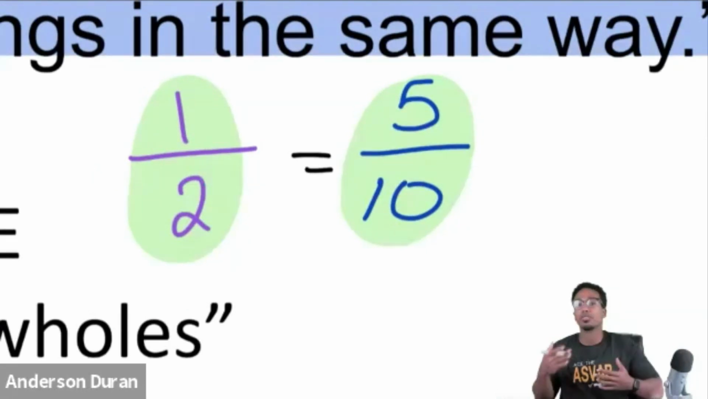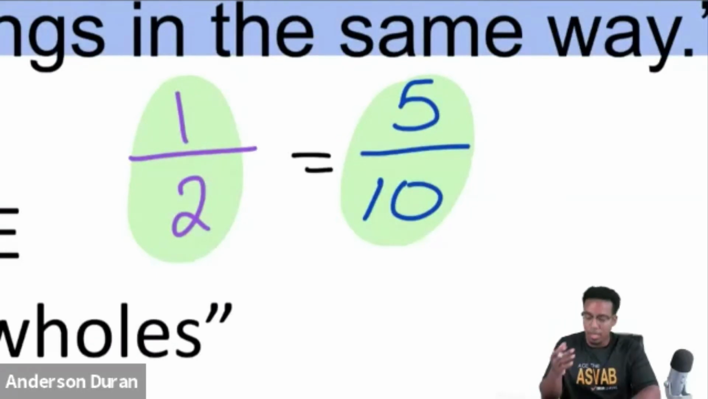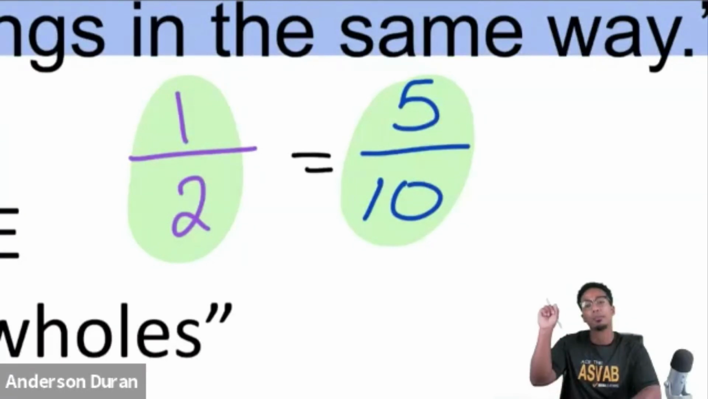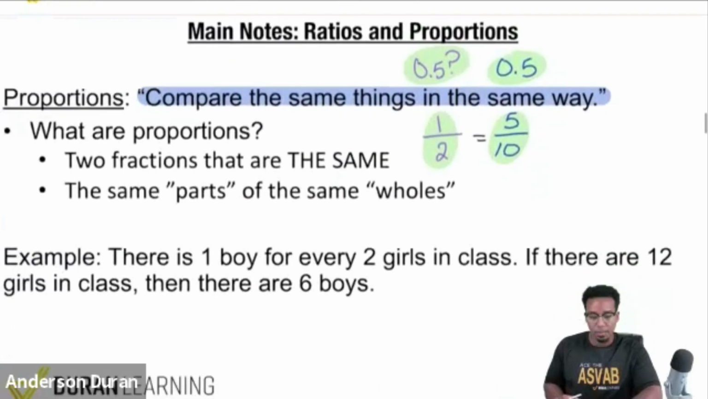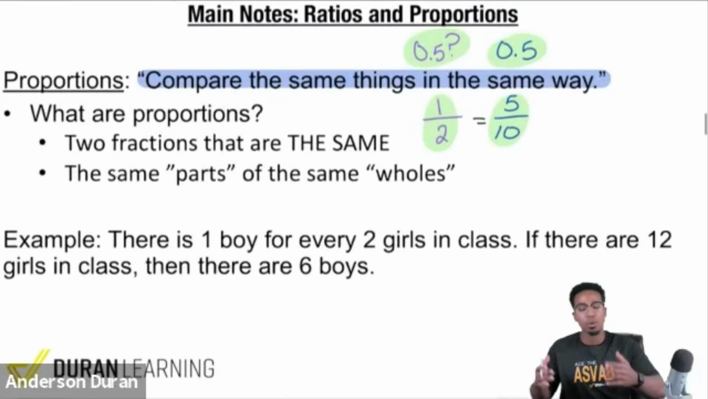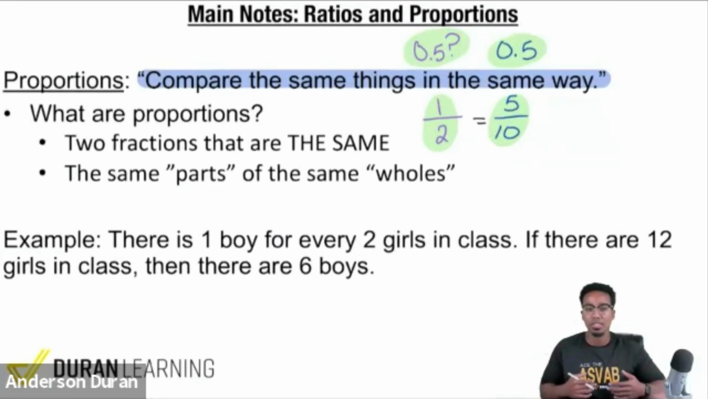It could be a third, could be a quarter, could be a fifth. It could be whatever. But as long as they're being compared in the same way, it is a proportion. It is the same comparison in the same way. So with that said, Andrew, absolutely. You can use 2 out of 4, 3 out of 6, 4 out of 8, 6 out of 12, 7 out of 14, 8 out of 16. For this specific example, anything where the top is half of the bottom would work.